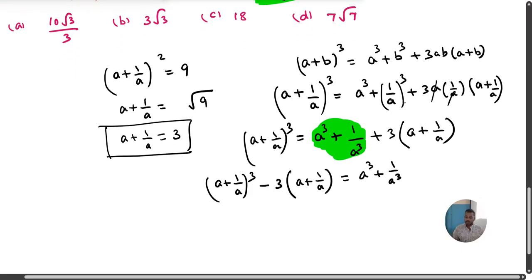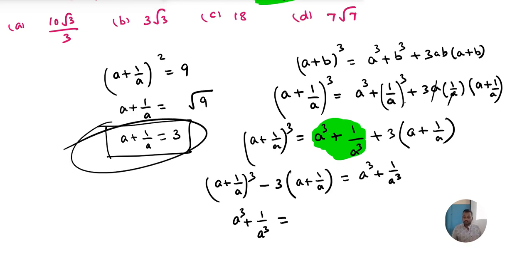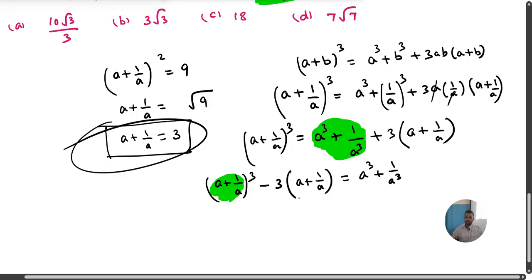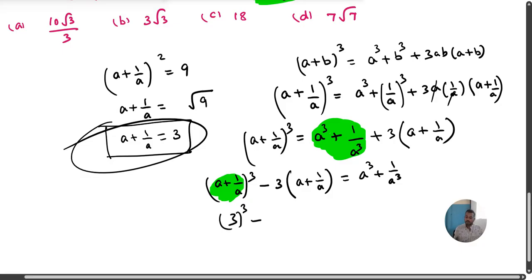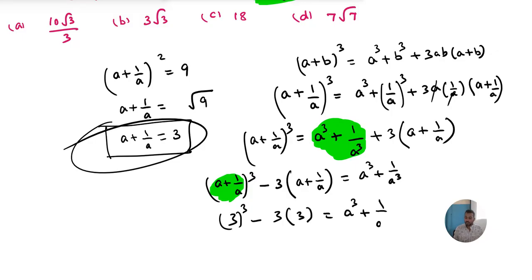अब देखो बेटा. Now what do we want? We want a cube plus 1 by a cube is equal to, what is a plus 1 by a? Can you see this? Shall we substitute in place of a plus 1 by a in this part? Can we substitute a plus 1 by a as 3? 3 cube minus 3. You're getting confused? Okay. See here. In place of a plus 1 by a, write 3. 3 cube minus 3 times (a plus 1 by a), which is 3, is equal to a cube plus 1 by a cube.